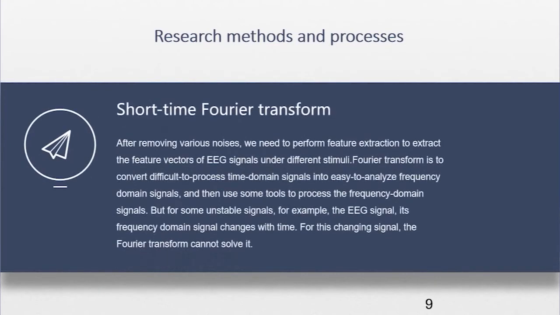Next, we introduce the short-time Fourier transform. After removing various noises, we need to perform feature extraction to extract the features of EEG signals under different stimuli. Fourier transform is very common; it can process a time domain signal into an easy-to-classify frequency domain signal, and then use some tools to process the frequency domain signal. But for some non-stationary signals, for example the EEG signal, its frequency domain signal changes with time. For this changing signal, the Fourier transform cannot do it.